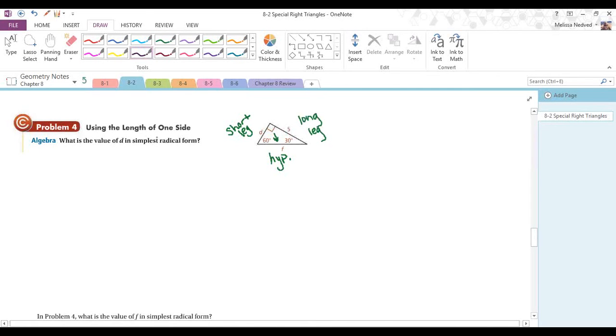So I'm asked to find the value of D in this case, and it says leave it in simplest radical form. So I've got a 30, 60, 90 triangle. Again, I'm going to label that.